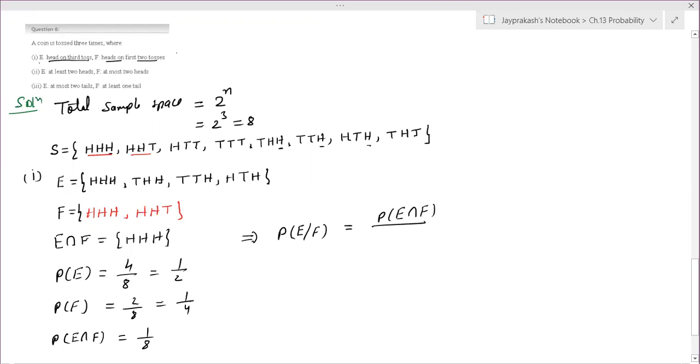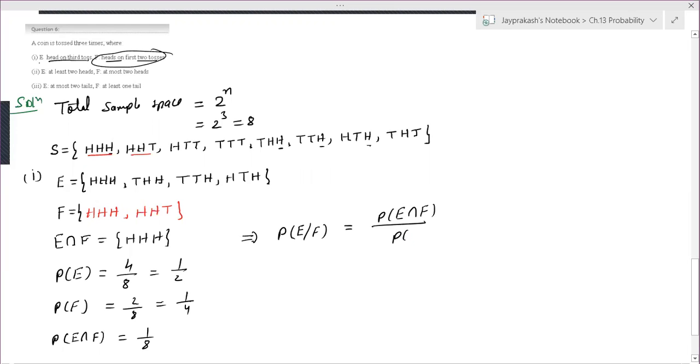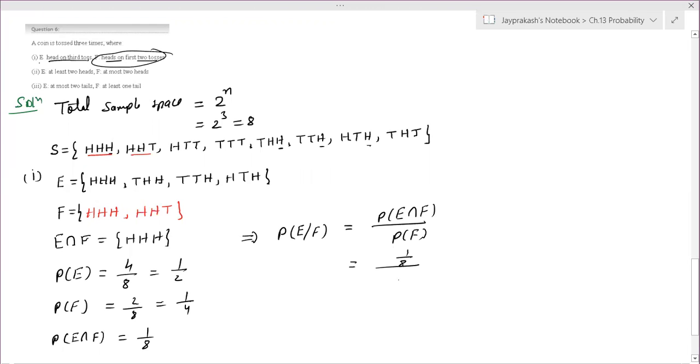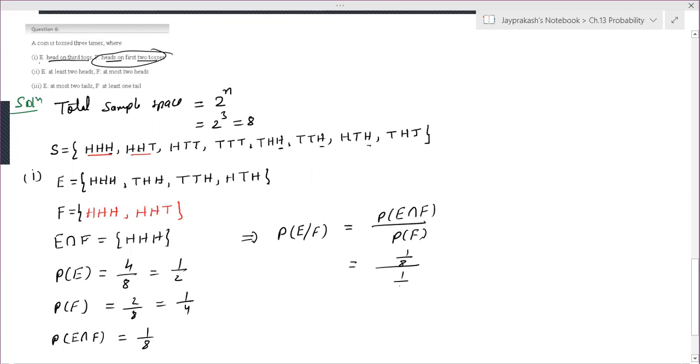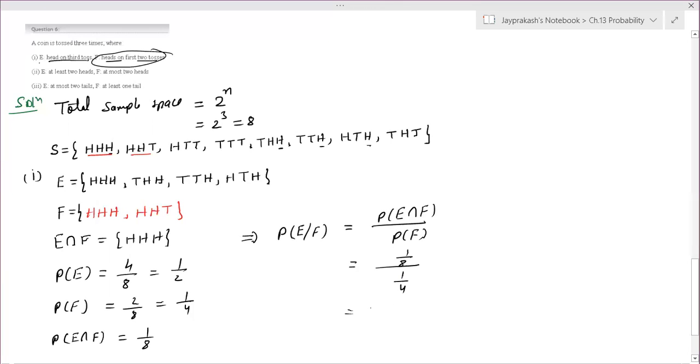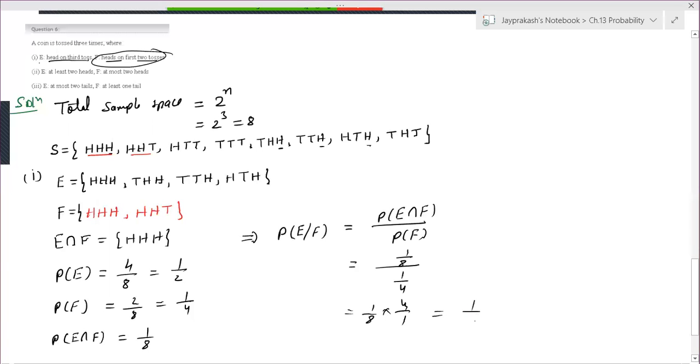First one we have to find, then the second one has already occurred. So F has occurred. So P of E intersection F is 1 by 8, divided by P of F, which is 1 by 4, giving 1/2. So the final answer is 1 by 2.